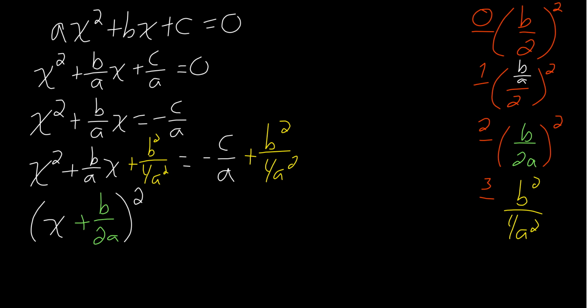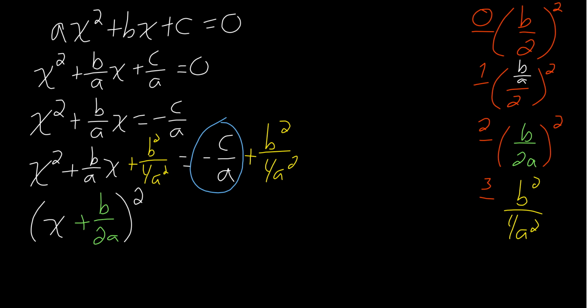If I want to add two fractions, what do I need to have, okay? I need to have a common denominator, right? Okay, anyways, so what I'm going to do here is I'm going to look at this, and I need to get a denominator of 4a squared, right?